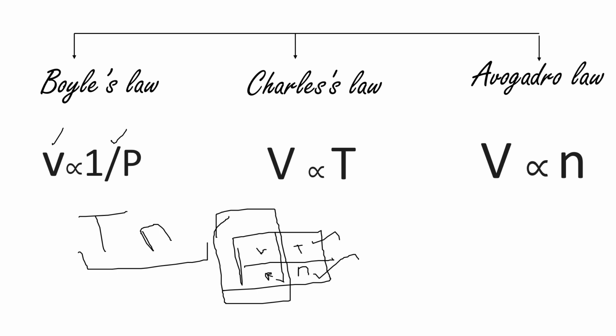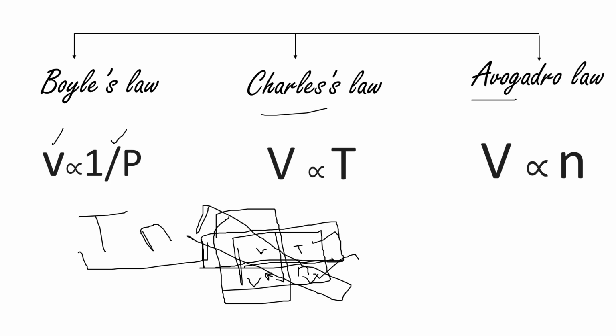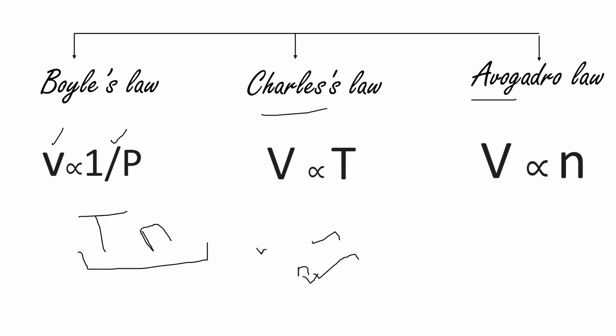If we use, in Charles' law as stated, the relationship of volume and temperature, then here the pressure and number of moles will stay constant. As in Avogadro's law, if we discuss the relationship between the volume and the number of moles, then here the temperature and pressure will stay constant. As it is stated in Boyle's law, the volume is inversely proportional to the pressure.